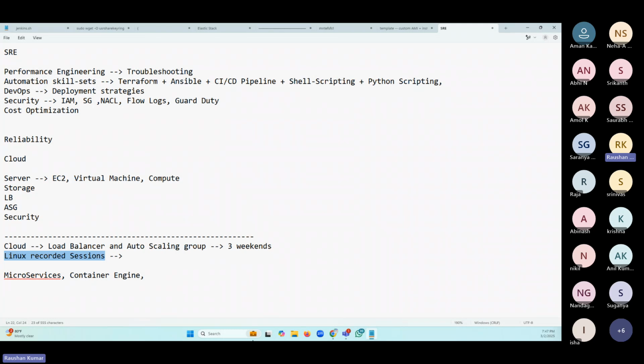Anyway, we'll talk about microservices and container engines. Docker is one of the container engines. How do we create containers and various things? Docker volumes, Docker Compose, Dockerfile. You may not understand this if you don't know it, but you'll understand once I talk about it.